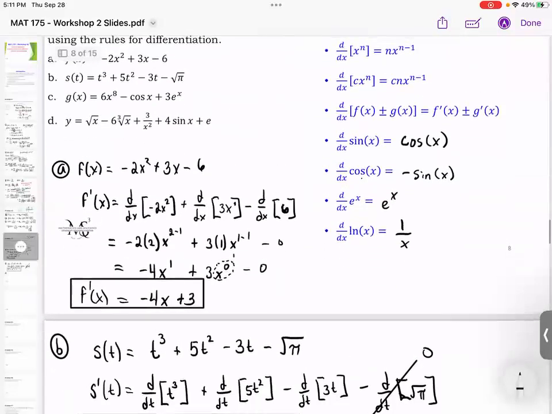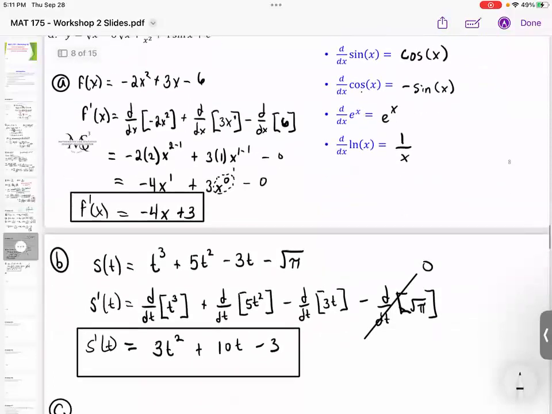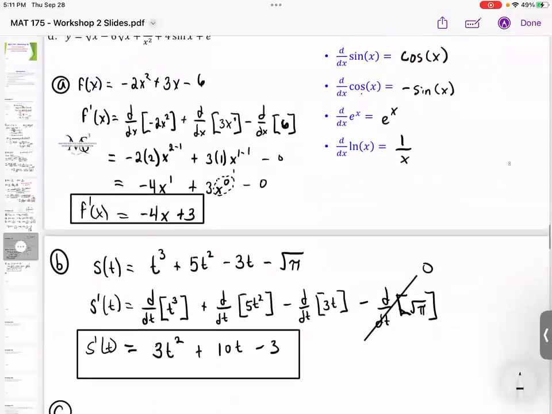For example, if you have negative square root of 2 pi, it will be the same thing? Negative square root of 2 pi? Yeah, because it's still a number. So the derivative of a constant is zero.